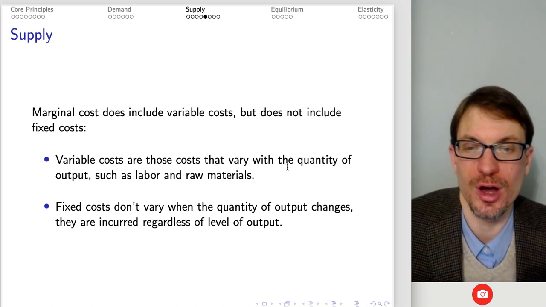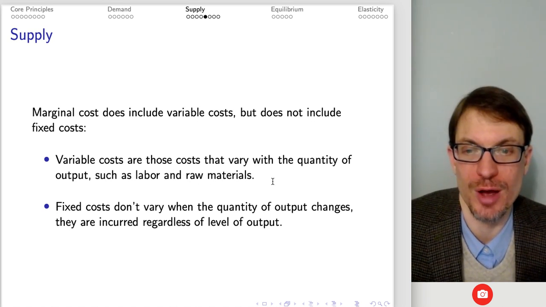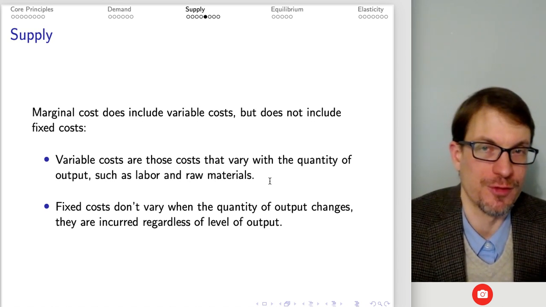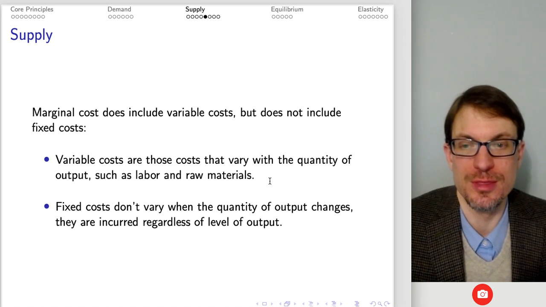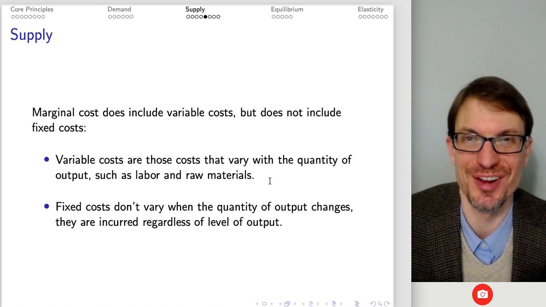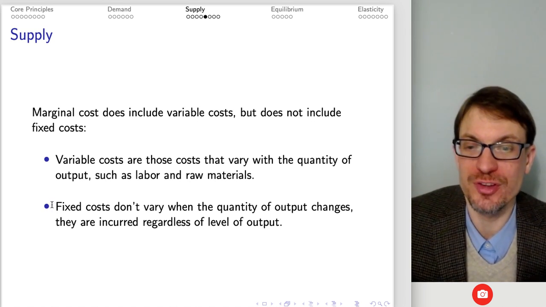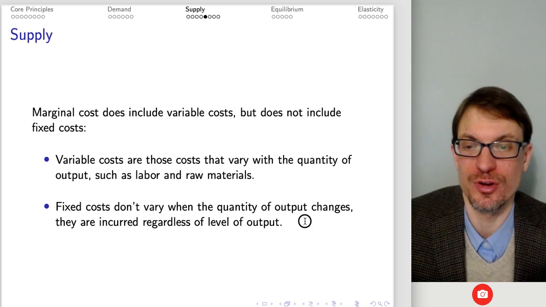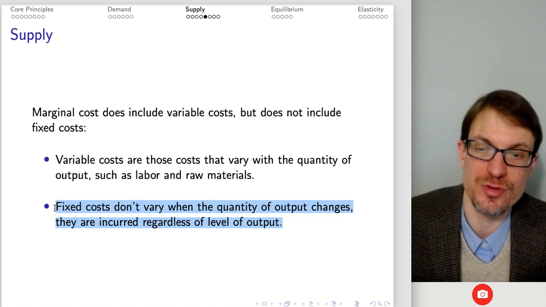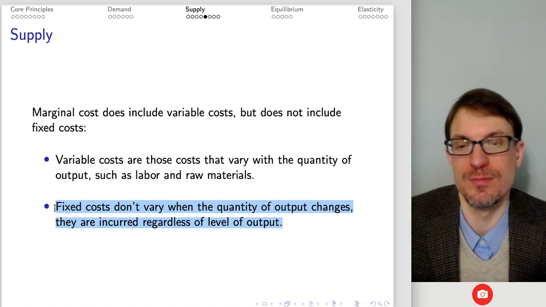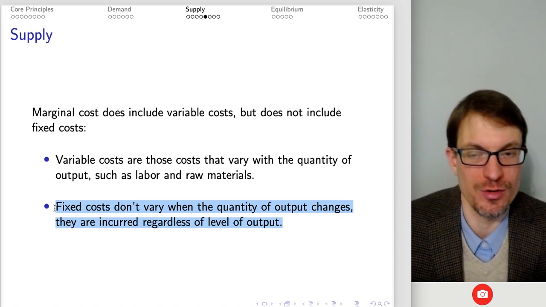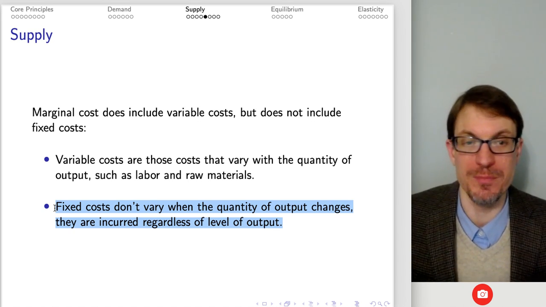Variable costs are those costs that vary with the output, like labor and raw materials. This is like ingredients. So if you have a cookie factory, your ingredients, flour, sugar, eggs, whatever, are going to be the variable costs. If you make more cookies, you're going to use more ingredients, so you're going to incur higher variable costs. Fixed costs don't vary when the quantity of output changes. They're incurred regardless of the level of output. So in my cookie factory example, this would be like the cost of capital, the factory, the ovens, and maybe your delivery trucks, things that you're going to have and have paid for, whether you make one batch of cookies or a million.